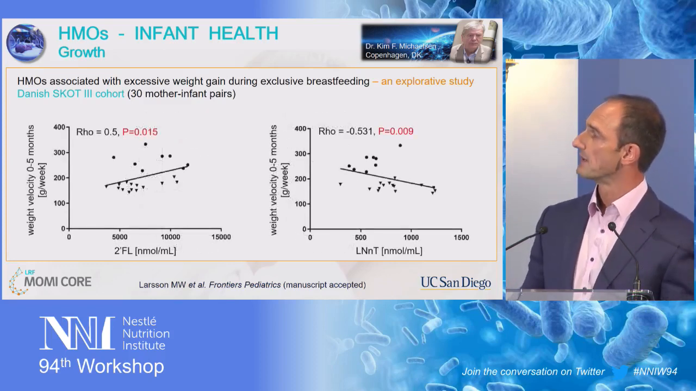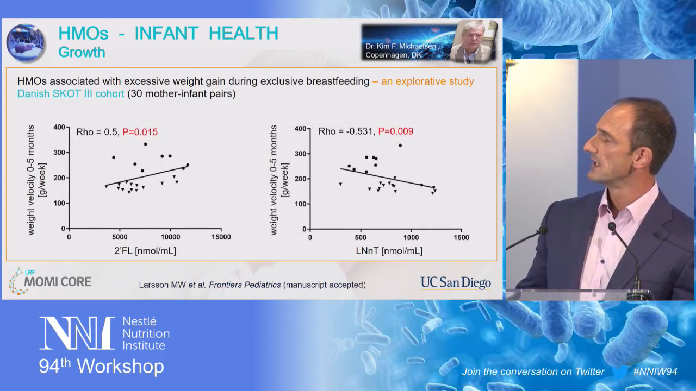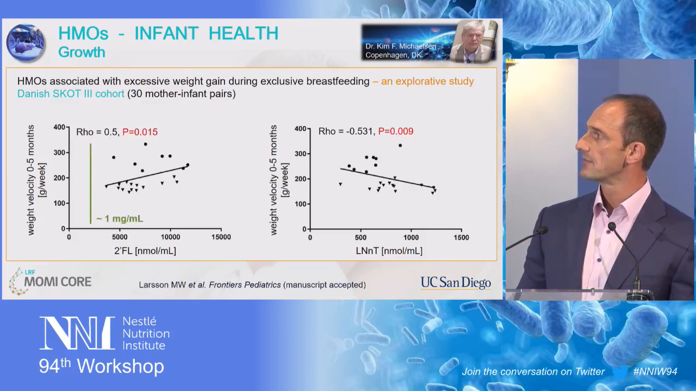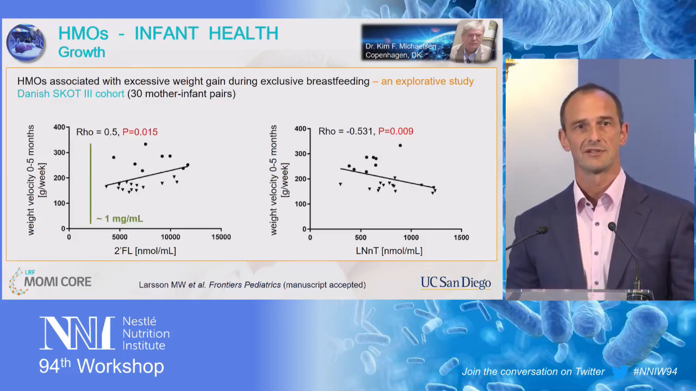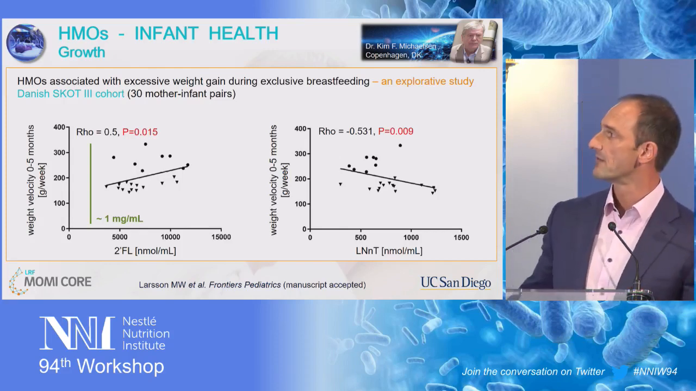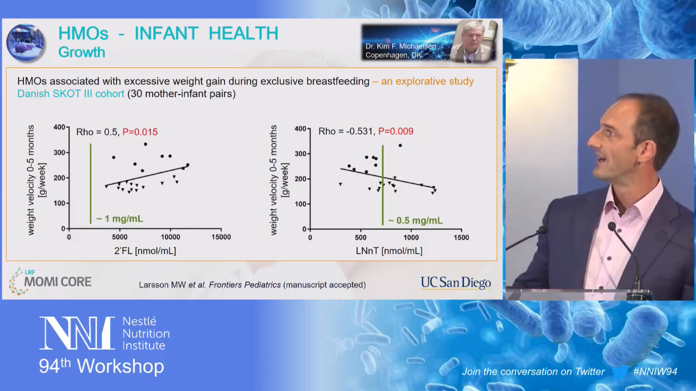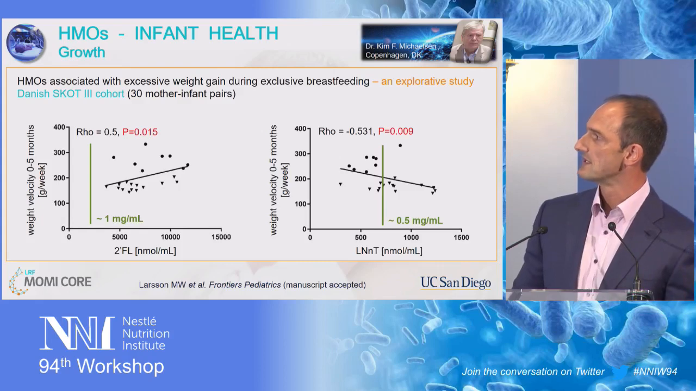Let me put this here first. So this is now on a linear scale, 2FL and Neo-LNT. And just to give you an idea where we are currently with adding these oligosaccharides to infant formula, here's your 1 milligram per ml threshold. So we're way below that, way below the ranges that we measure in this study. And Neo-LNT is right in the middle. In case you were wondering, are we now adding 2FL, are our kids going to get fat now? We are way out of that range. So at this point, no reason to be concerned.